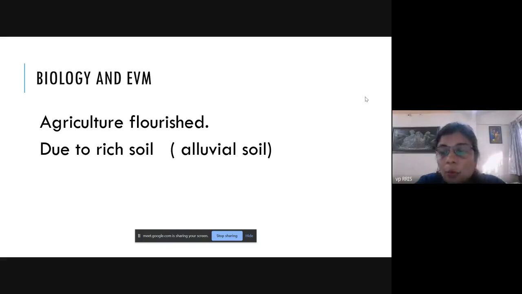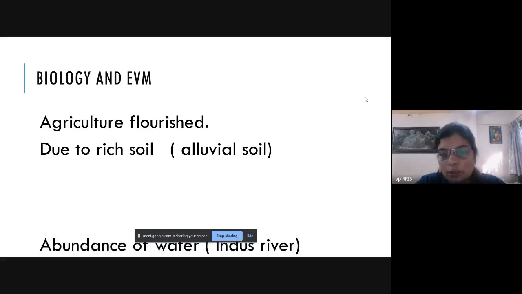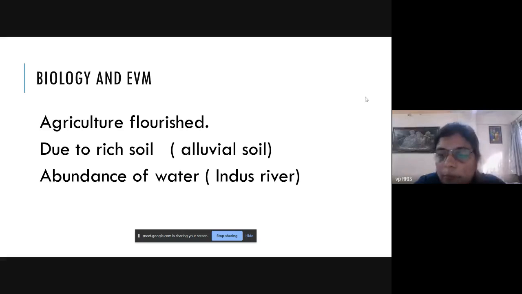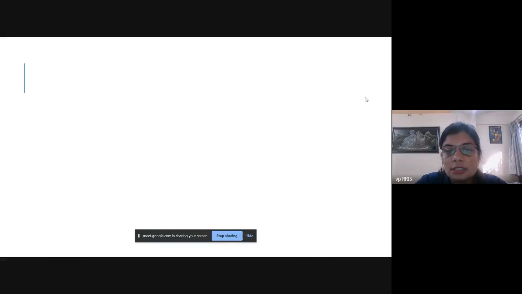And the land around the Indus River was full of alluvial soil and also had abundance of water because the Indus River was flowing throughout the year. It was always overflowing. So that led to a huge increase in agriculture.